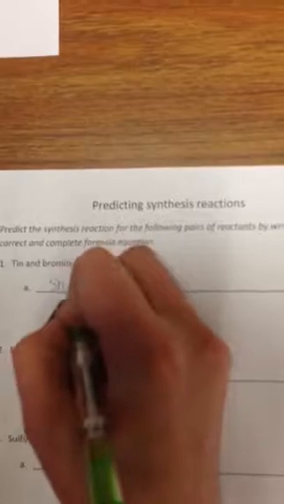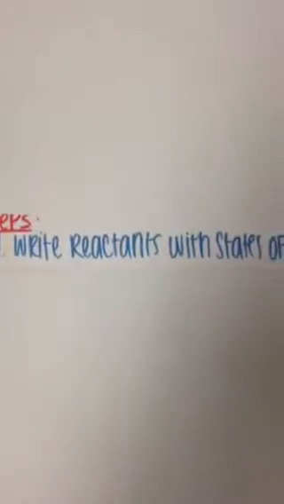So here we have tin and bromine. You start off with writing your reactants with the state of matter. So it would be Sn for tin, which is a solid, plus bromine, which is a diatomic, which is a liquid, and then an arrow. And as you can see, that is step 1 of our steps.